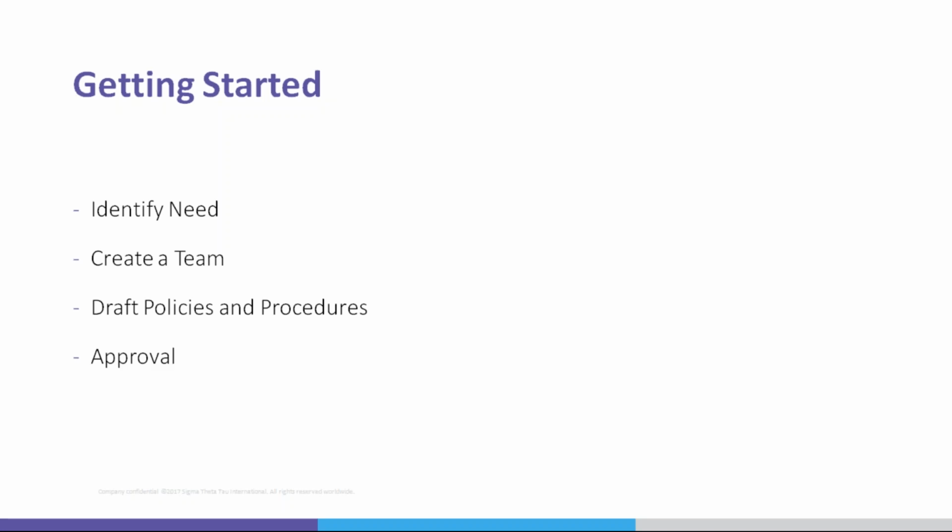There are 5 steps to creating a policy or procedure. First, identify the need for the policy or procedure. Next, create a team who will draft the policy and procedure, and then seek approval from the board, and then further maintain the policy and procedure over time.